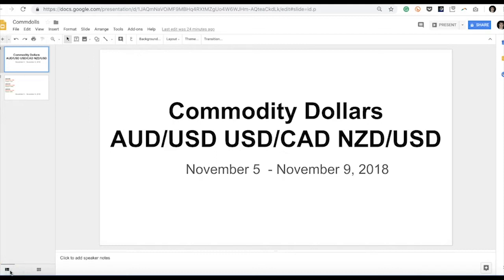Welcome to our weekly technicals for the commodity dollars: Aussie dollar, dollar CAD, and Kiwi dollar, November 5 to November 9, 2018. The story in the com dollars has been a big short covering rally. I mean, a surprisingly powerful move in Aussie, very powerful move in Kiwi, and CAD, of course, doing its own thing, not nearly as strong as both the Antipodeans.